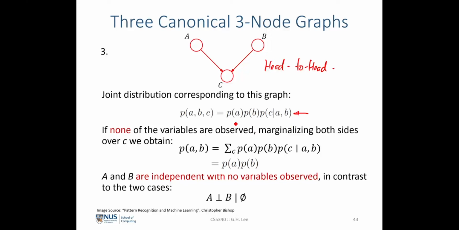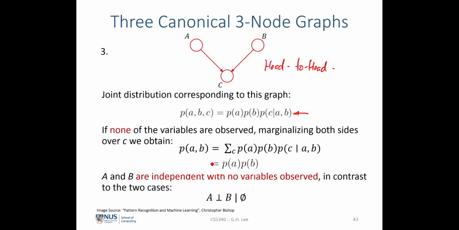The joint distribution corresponding to this graph is given by this factorization, where you can see it's a prior P of A and P of B multiplied by the conditional probability of C conditioned upon A and B. And in the case where none of the random variables are observed, then marginalizing over C, we obtain the independence of A and B. So this is different from the previous two cases, where A and B are generally not independent when we do not observe C.